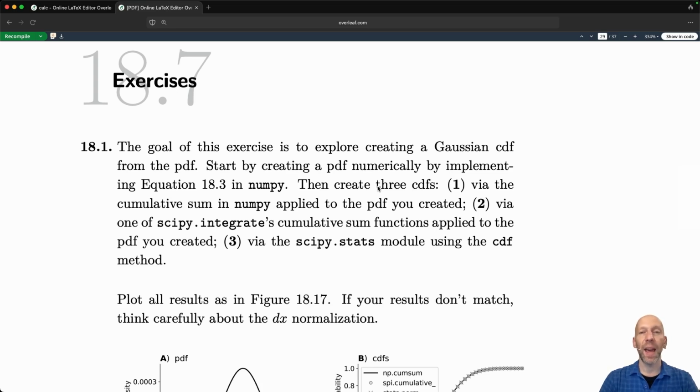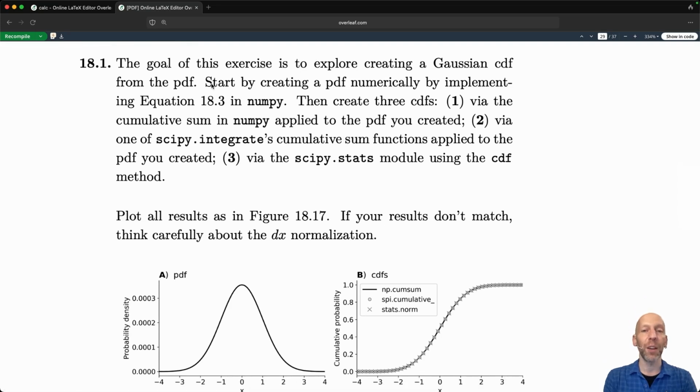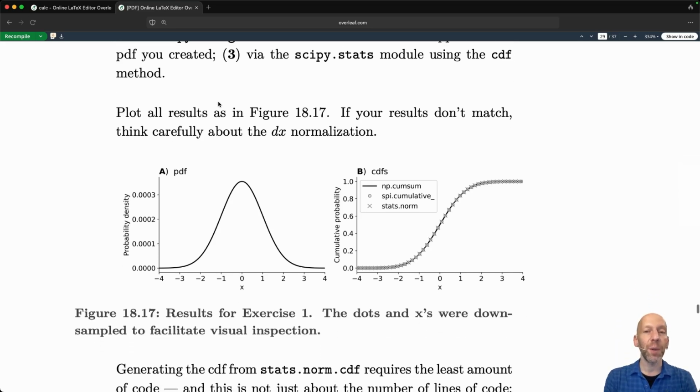Let's begin in exercise 1 by exploring the relationship between a CDF and a PDF, in particular of a normal distribution or a Gaussian distribution. So what you are going to do is begin by creating a PDF by implementing equation 3 in NumPy. I will scroll up in a moment to remind you of equation 3. Basically, you just want to translate that formula for a Gaussian PDF into NumPy code. And then you can visualize it with matplotlib. You should get a result that looks like this.